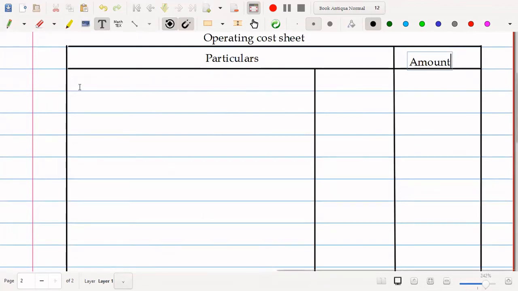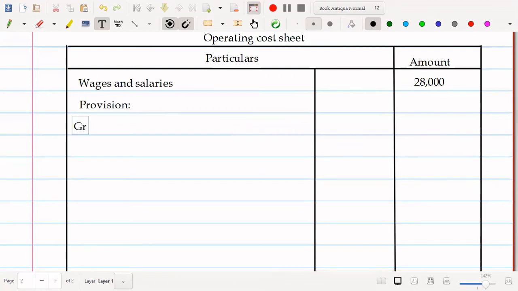So under the first head, we have wages and salaries. Directly, they have given the total amount of wages and salaries. So what's the amount given? Rupees 28,000. And next, under provisions, we have to enter many items, that is groceries. Groceries given is 50,000. Take it in the inner column, 50,000.